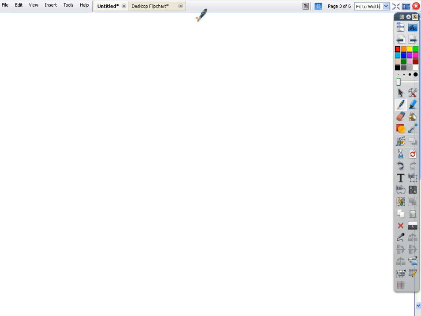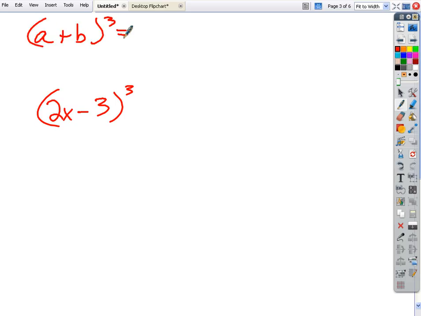Let's try one of these. What if I had 2x minus 3 cubed? Okay, let's follow the same pattern. Once again, what's our formula? A plus b cubed is a cubed plus, good, 3a squared b plus, good, 3ab squared plus b cubed. Okay, so let's try that.